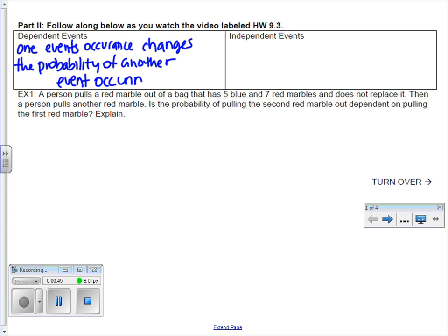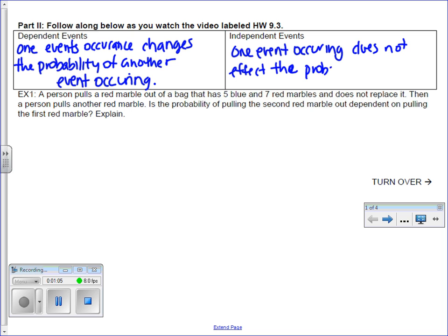And independent events are basically just like the complements. It means that one event occurring does not affect the outcome or the probability of another event.